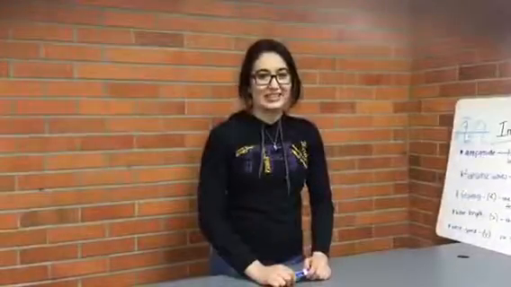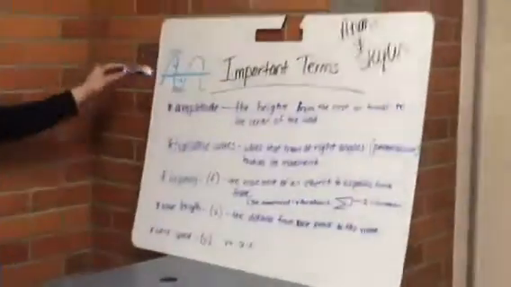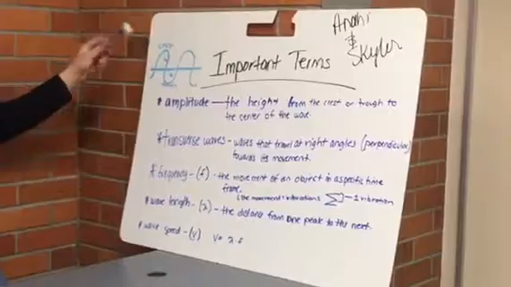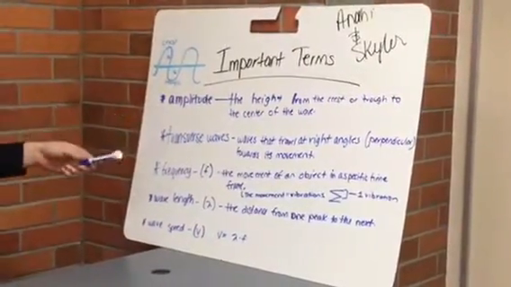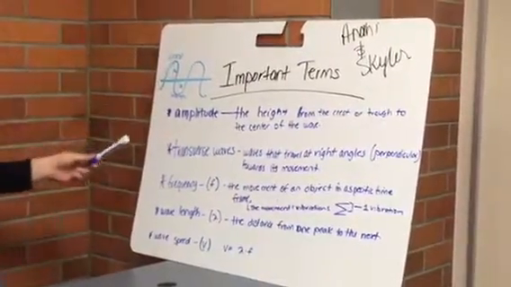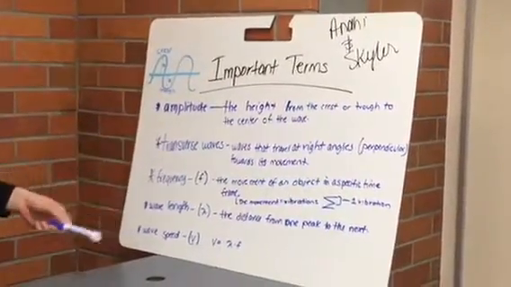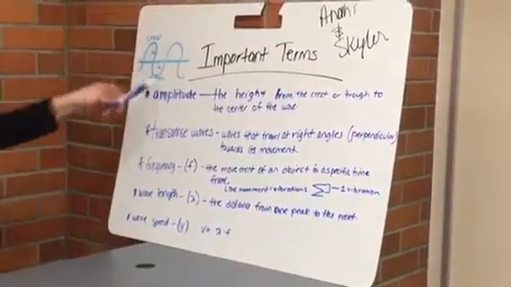To continue our lesson and lab, we have to go over some important terms. So right here we have the waves. At the top of the wave it's called the crest and the bottom of the wave is called the trough. The amplitude is the height from the crest or trough to the center of the wave, which is demonstrated here by the dotted lines. Transverse waves are waves that travel at right angles, or perpendicular, to their movement. This is considered a transverse wave.